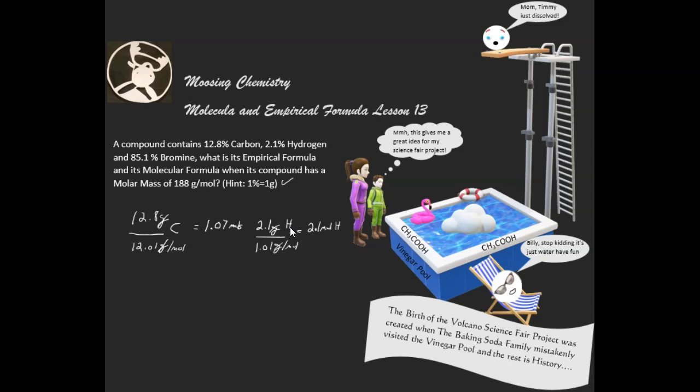All right. Now, our last element in this compound is bromine. Bromine has 85.1%, so that means it's 85.1 grams of bromine. When you look on the periodic table, bromine has 79.90 grams per mole. And the grams will cancel out, and that will give me approximately 1.06 moles.